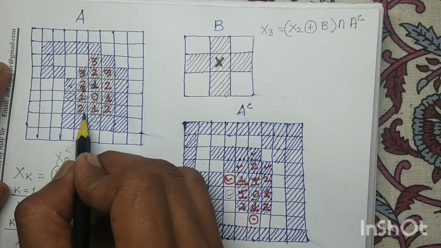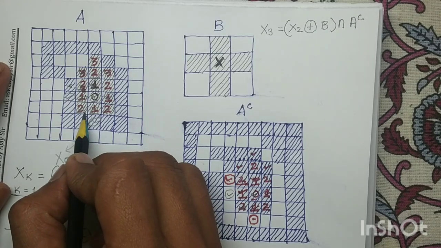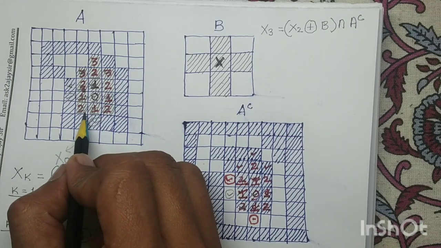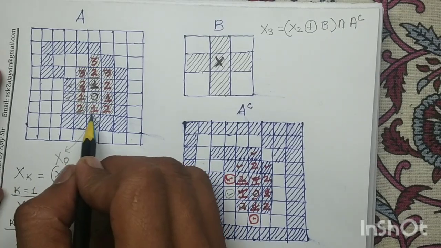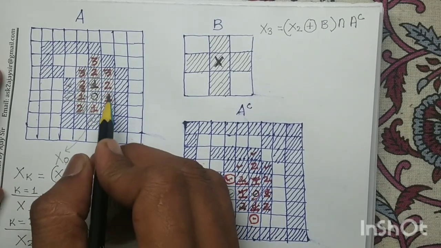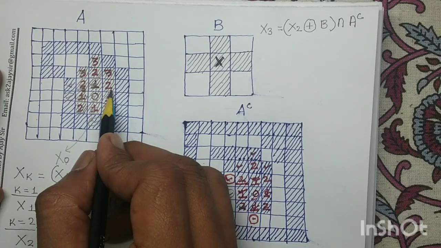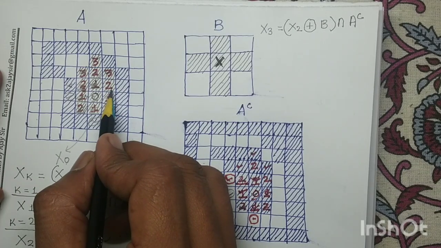Now if you repeat this operation at this point, you will find there would not be any change after performing the dilation operation followed by the intersection operation. Similarly, at this point and at this point, it won't make any change.